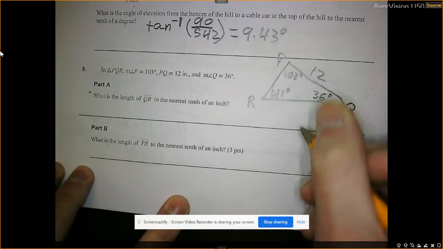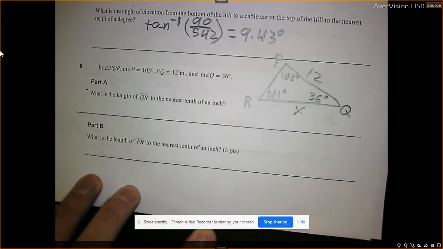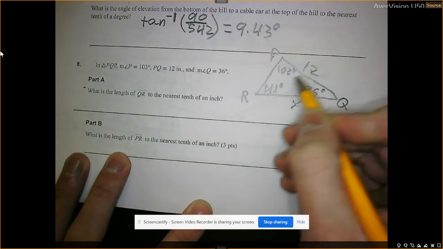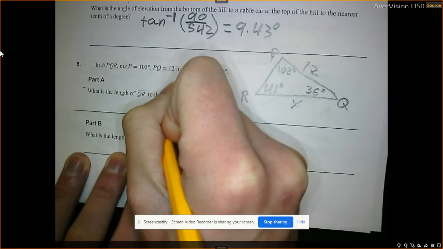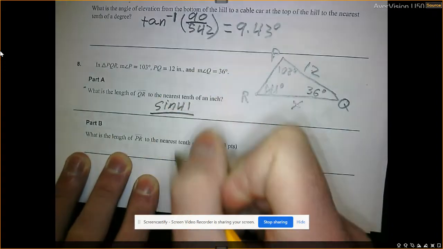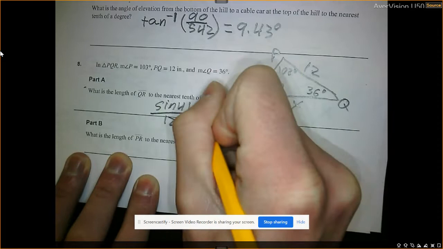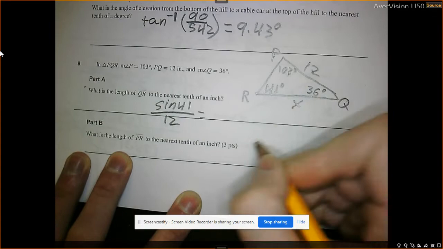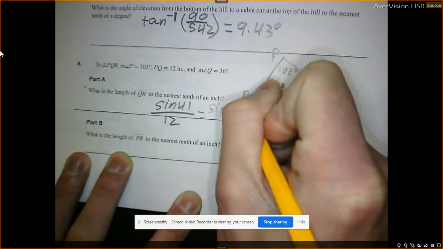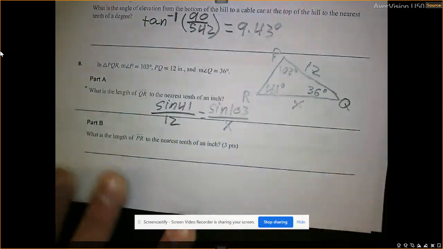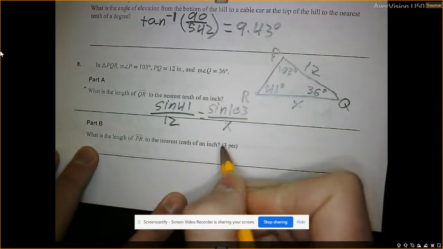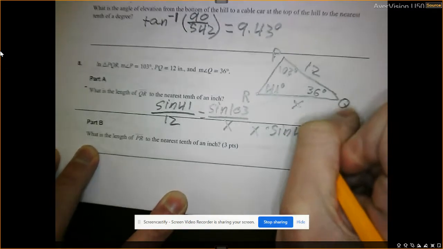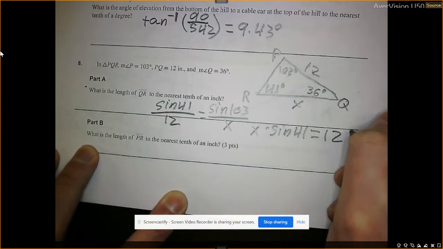What is the length of QR? That's this length here. I will call it x. Now I can go ahead and use the law of sines because I have an angle and the side length opposite to it. So I'm going to use that. Sine of 41 over the side opposite to it, 12, equals, and then I want to find x here, so that means I'm using the angle opposite of x. That's sine of 103 over x. Once you have this set up, you're cross multiplying. X times sine of 41 equals 12 times sine of 103.